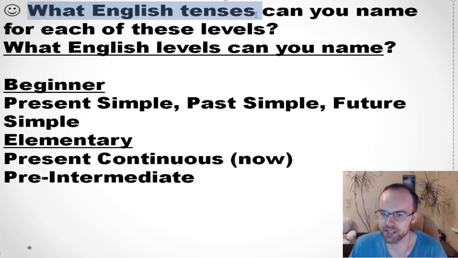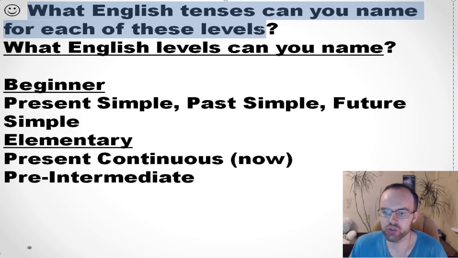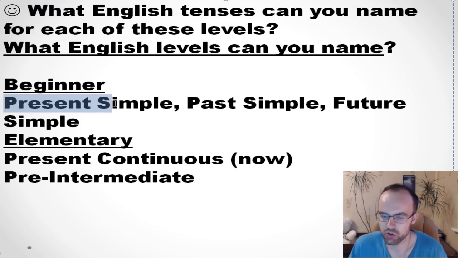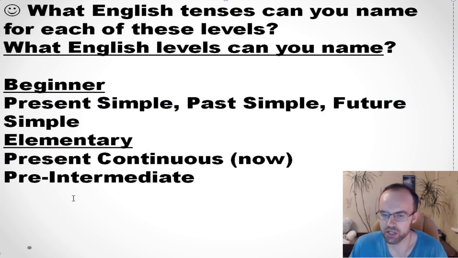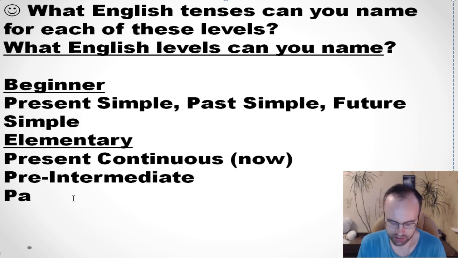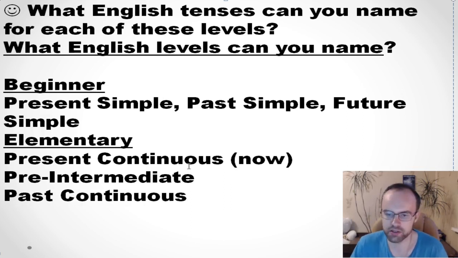Okay, you know that the next level is really more difficult. And what English tenses should you know for this level? So in addition to present simple, past simple, future simple, and present continuous, what else? Okay? So it's about past continuous. It's a long action in the past. Yeah? Past continuous.